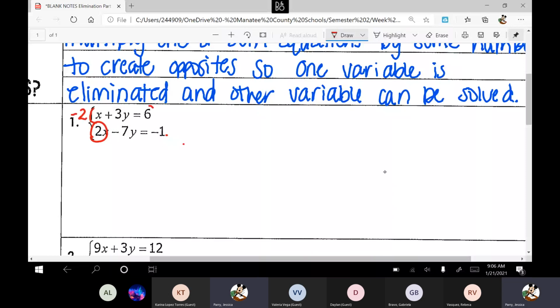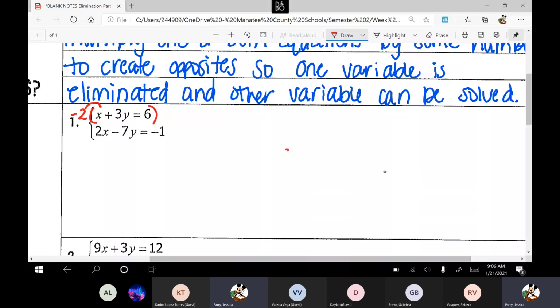-2. We're going to multiply the top equation by the opposite coefficient of the other equation. You multiply the equation with the invisible coefficient of 1, you multiply that equation by the opposite coefficient of the other equation. Okay, so let's rewrite this first equation. And when we do this, we're going to distribute.